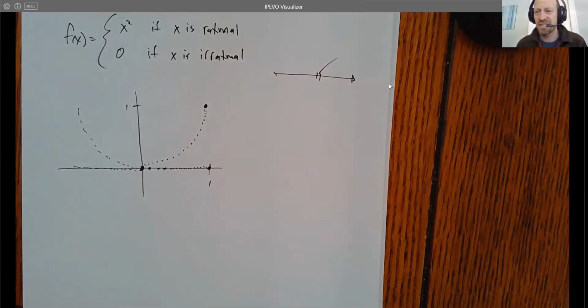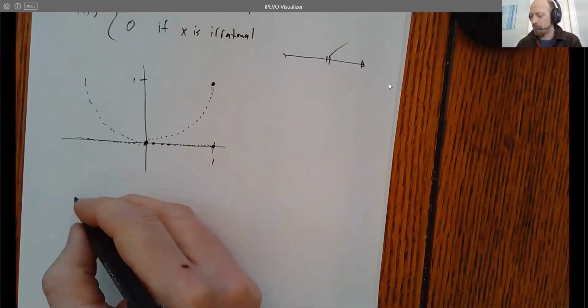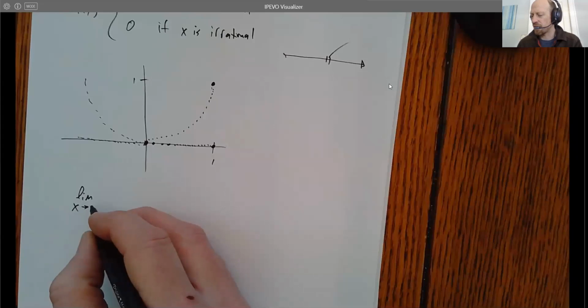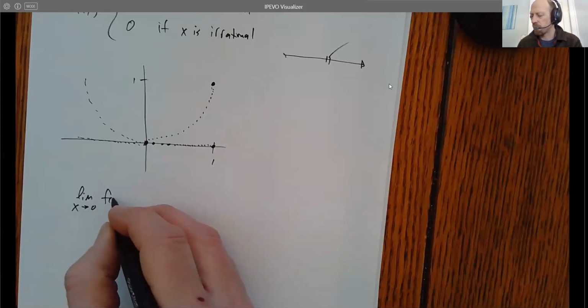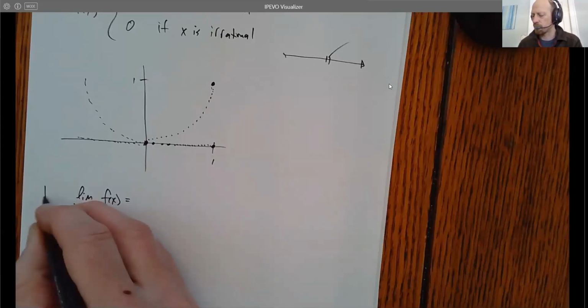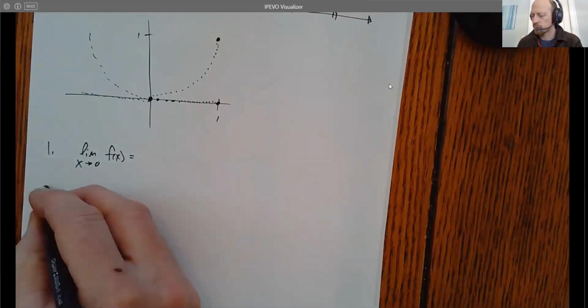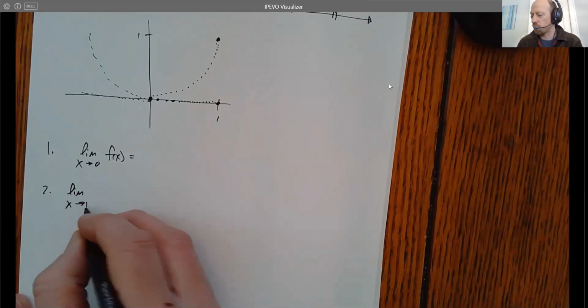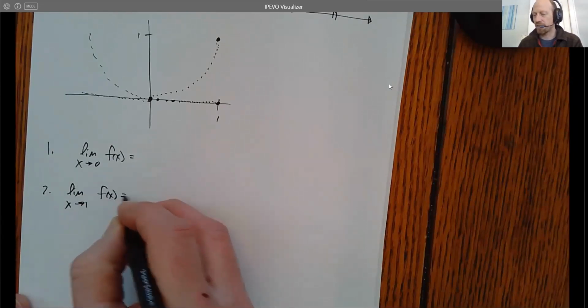Okay, so this is this kind of weird function, and the question is, what's going on with this function? Here's the first question: what is the limit as x goes to 0 of f of x? And the second question: what's the limit as x goes to 1 of f of x?